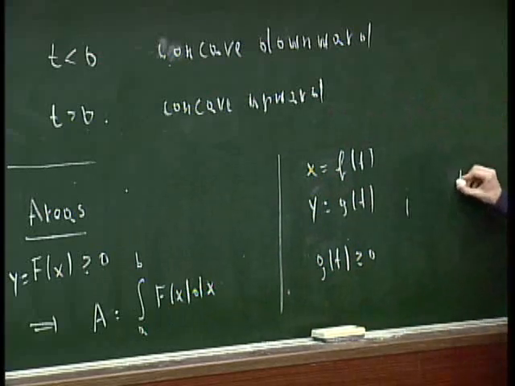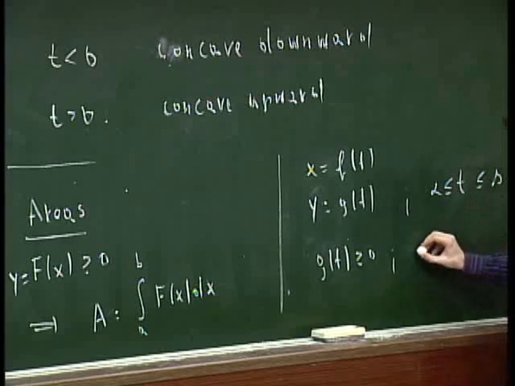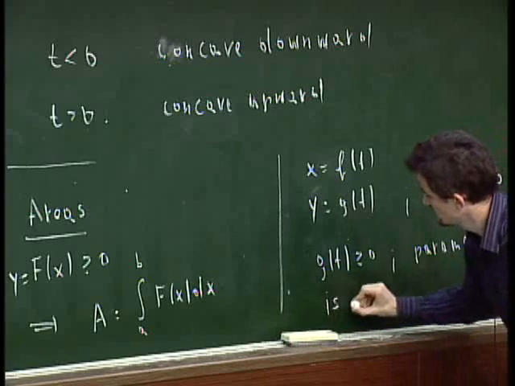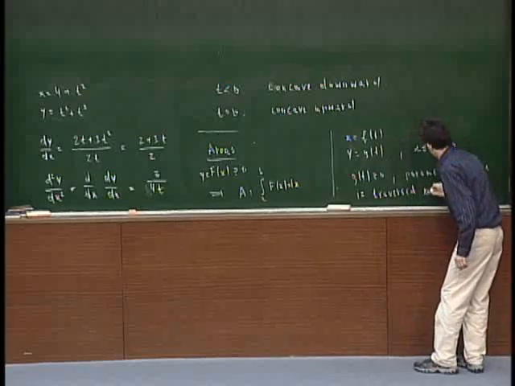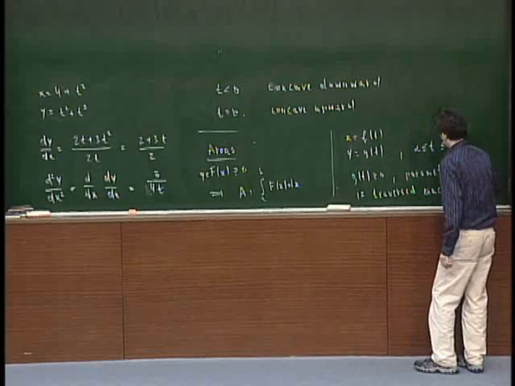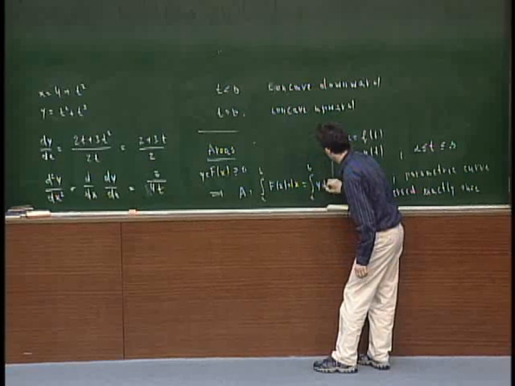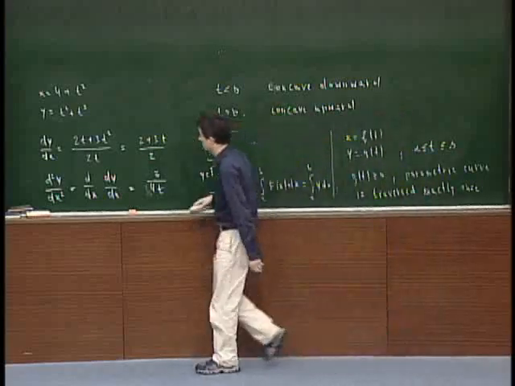And if t is between alpha and beta, what you need as well is that the curve should only be traversed once as you go from alpha to beta. So the parametric curve is traversed exactly once as t goes from alpha to beta. Now, since you can write this formula as the integral from a to b of y dx, you might already guess that for y you have g of t, and for dx you just have the derivative of f of t times dt.